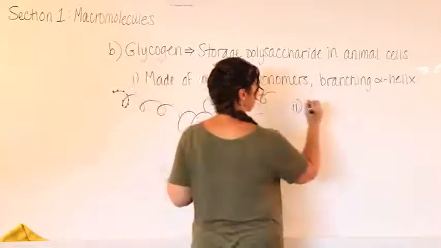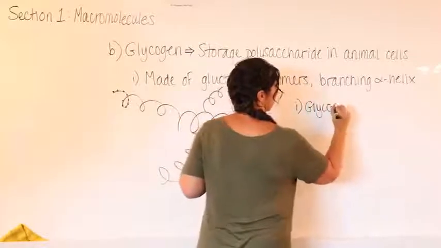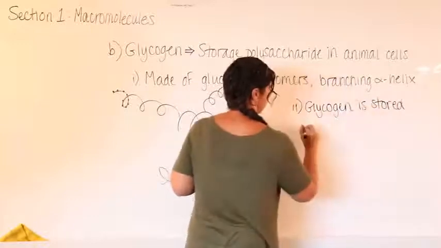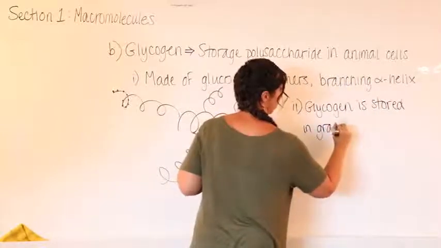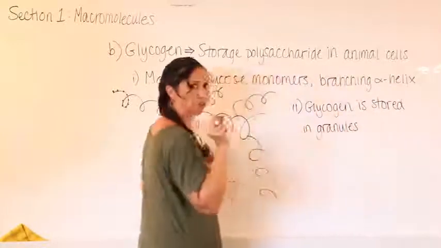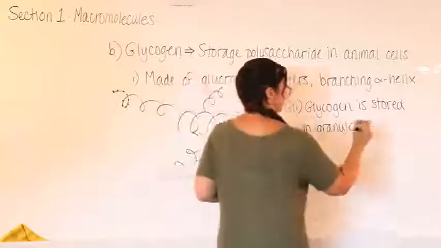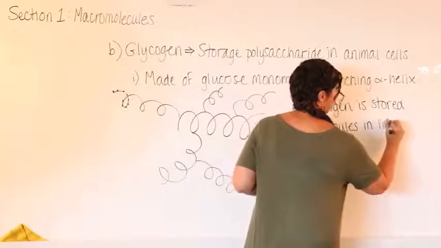But what you need to know is that glycogen is stored in what we call granules. They're just small structures within the cell. They're not even organelles. So in granules, in liver and muscle cells.